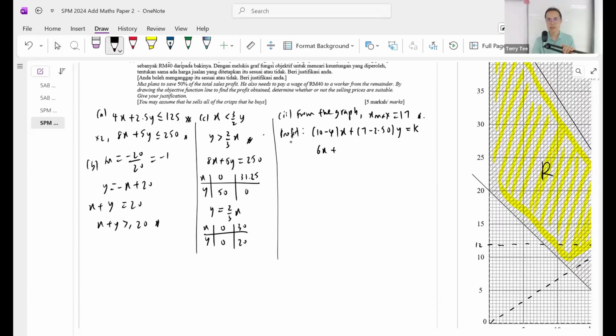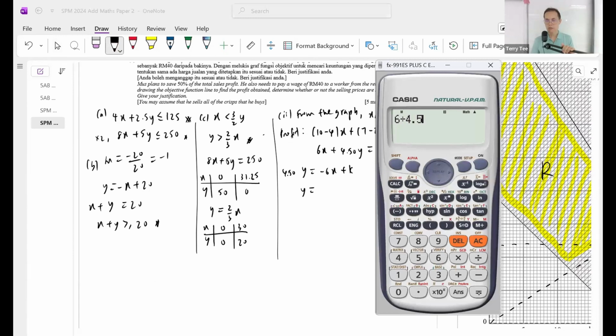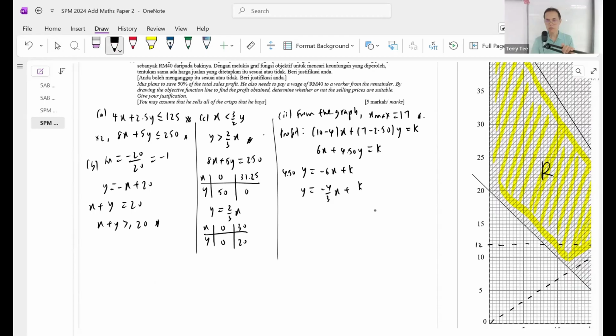So 6x plus 450y equals k. Make y the subject: y equals minus 6x plus k, then you divide by 450. 6 divided by 450 is 4 over 3. Then when I divide by 450, I must flip it up, so the 2 below, 9 over 2. So this becomes 2 over 9. Wait now, one moment. I just adjust this. This is 2 over 9.